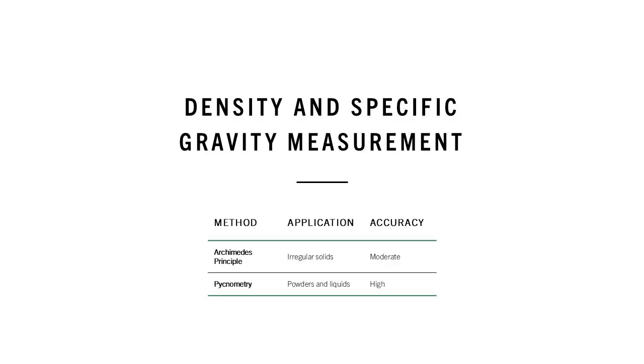Density and thermal properties are fundamental for material selection. They influence strength, weight, and thermal stability, which are critical in aerospace, automotive, and construction. Density and specific gravity are fundamental properties that influence material selection and performance.